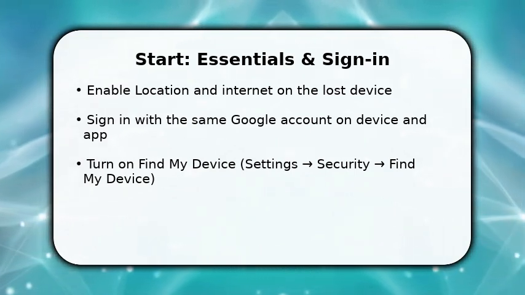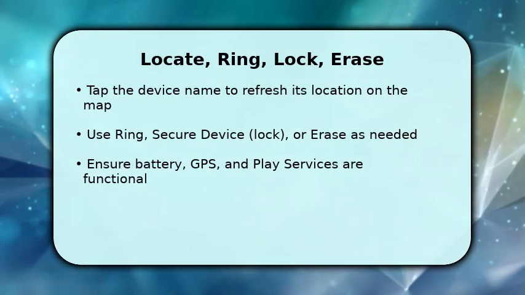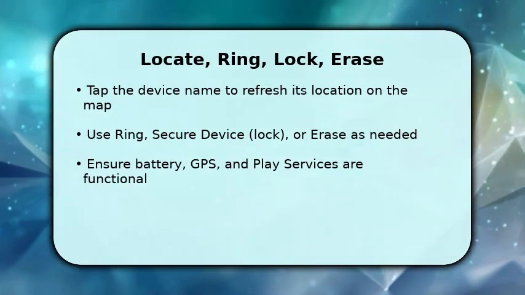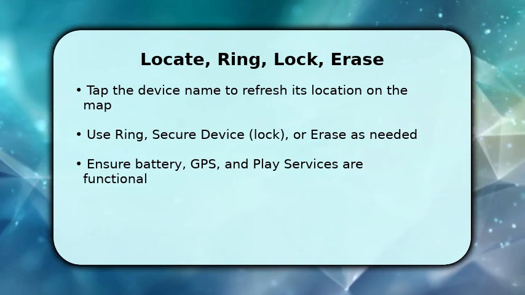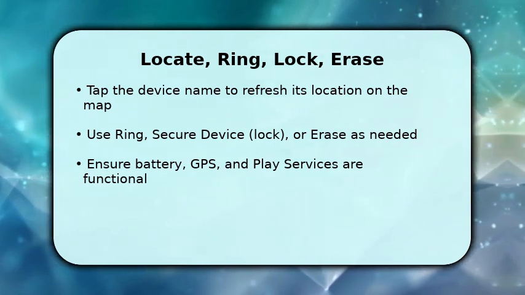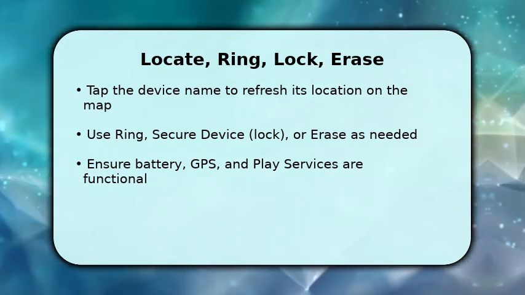After you've signed in, select the device from the list to get a real-time location on the map. This is best when the device has power and GPS enabled. If it's nearby, hit ring to play a loud sound even if it's on silent.